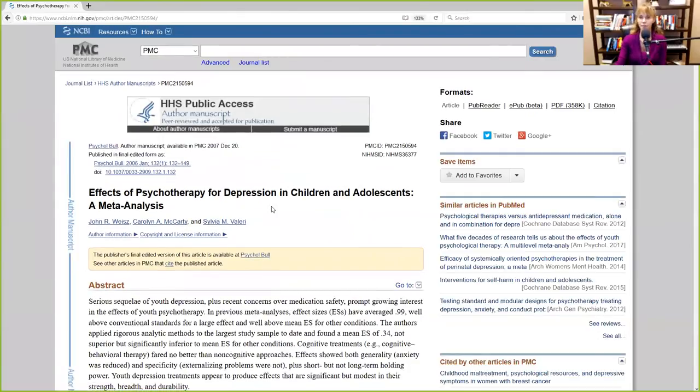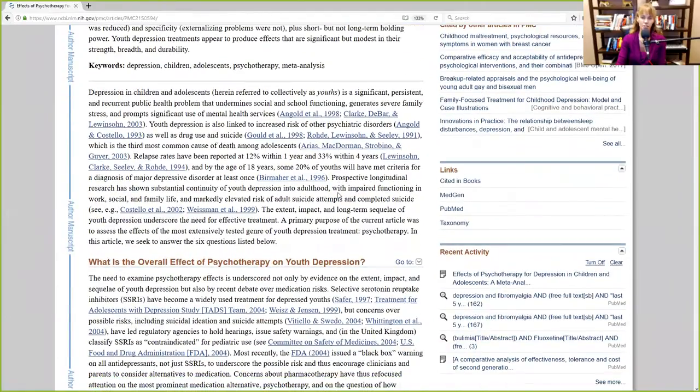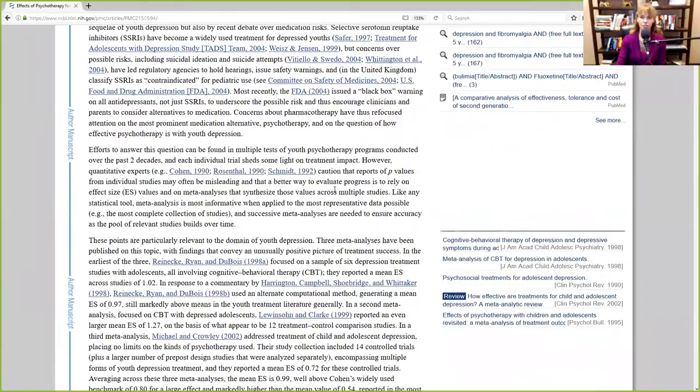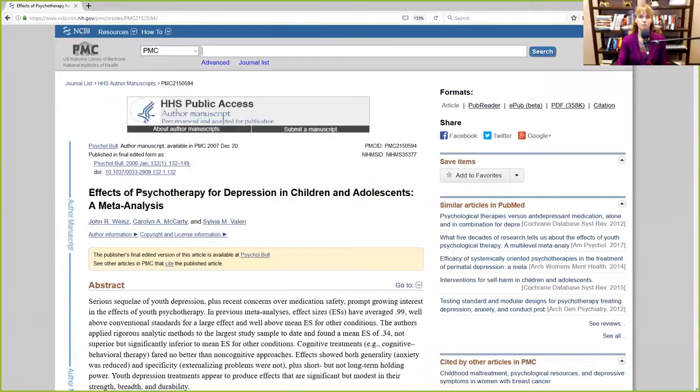Let's see. Let me look one more time. Oh, there we go. Came up this time. And the full article is right here. We're obviously not going to read all the way through it, but it would give you more information about the interventions that were used. This one says cognitive treatments fared no better than non-cognitive approaches. So that's interesting in terms of working with children and adolescents. And if you work with children, that probably makes sense to you.